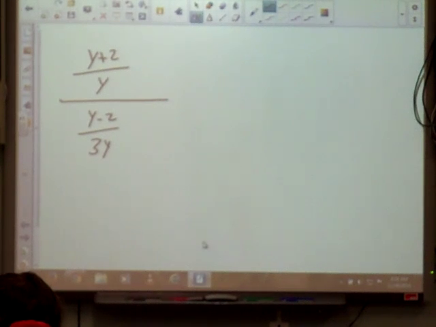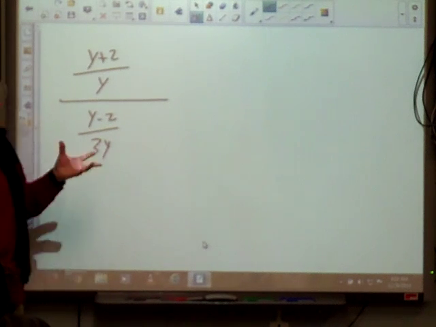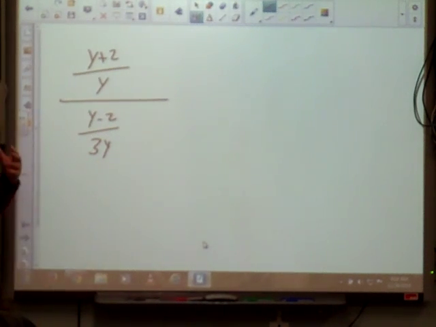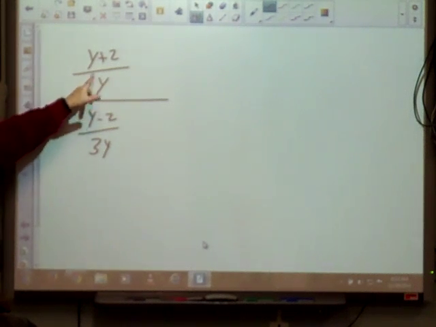Okay, we've got y plus 2 over y, over y minus 2 over 3y. Now we are doing complex fractions today, and all that means is it's got a fraction within a fraction. So we've got a fraction, then a giant fraction bar. Fraction bar means divide, so this is actually just a division problem. This one's relatively simple, starting off with the easy ones and working our way up. When the denominator on each piece is as simple as it can get, there's only one.